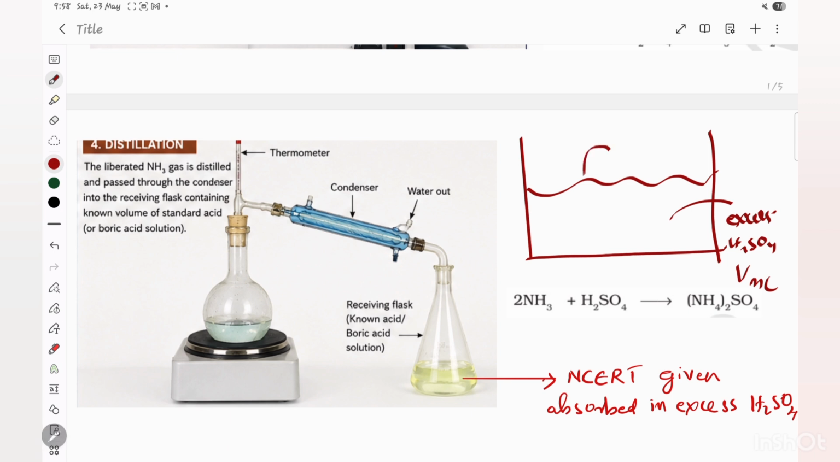Now NH3 will be collected here and absorbed. Whatever amount of NH3 there is, that much H2SO4 will absorb it. Then there will be some left over, the H2SO4 which does not react with NH3. Some amount of the excess H2SO4 we take will absorb whatever NH3 has been collected, and the rest of the H2SO4 will be left over.